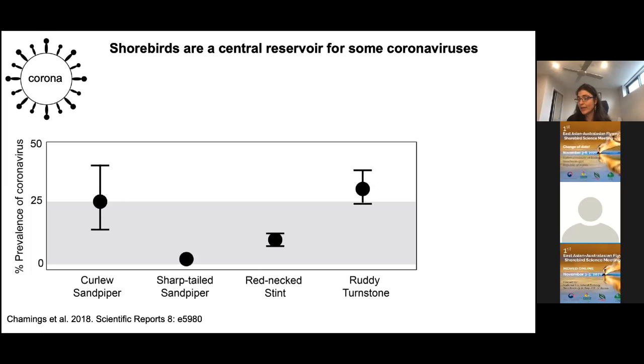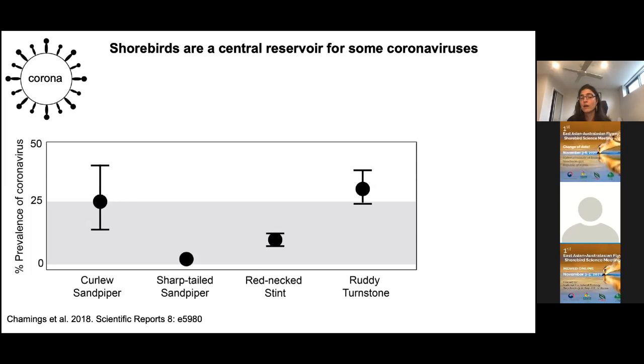Now, what you can quickly see is that the prevalence of coronavirus is actually quite high in shorebirds. It ranges from about 10% in red-necked stint to almost 30% of ruddy turnstones. The only outlier there are the sharp-tailed sandpipers, for which we didn't find any. But that's quite an incredibly large number if you really think about it.